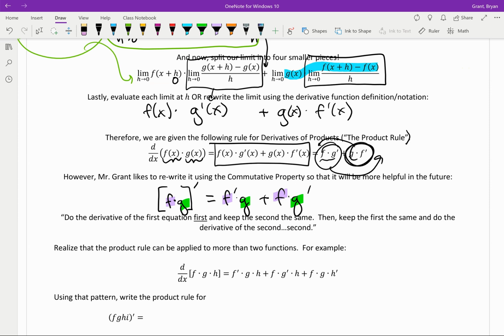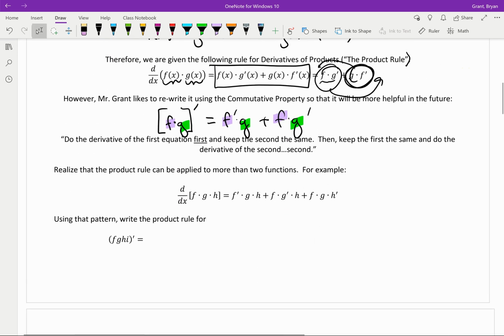Pretty much every textbook writes it in a different order. I think they do the one up here. I've always done it this way. So if you want a different order, if you watch a different video that gives a different order, that's fine. You still get the right answer. As long as you combine a derivative of one and a regular equation of the other, you're good to go.